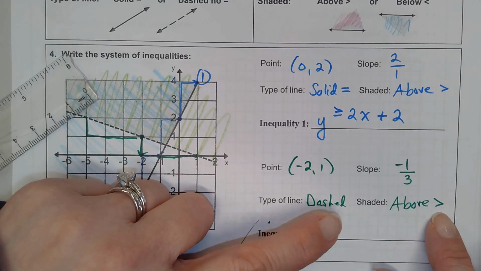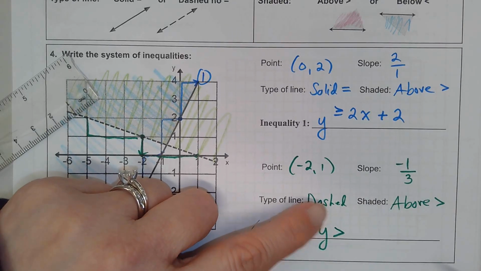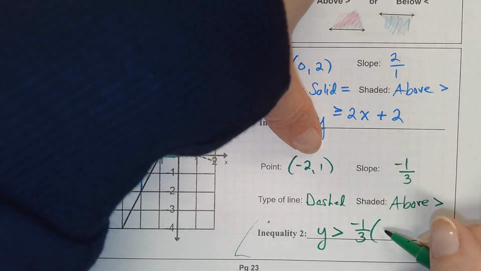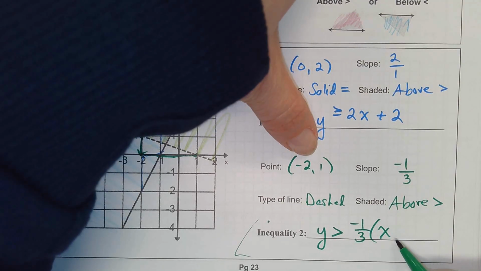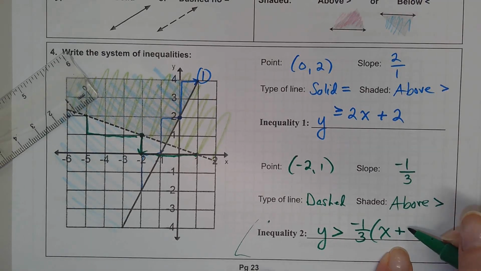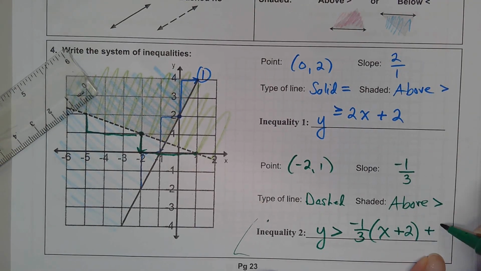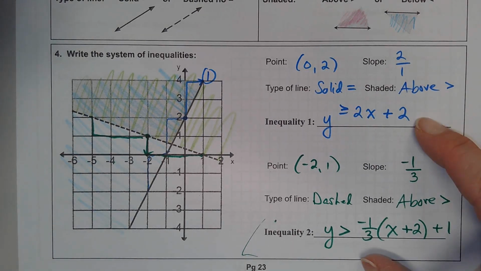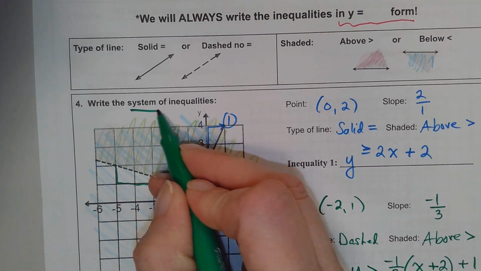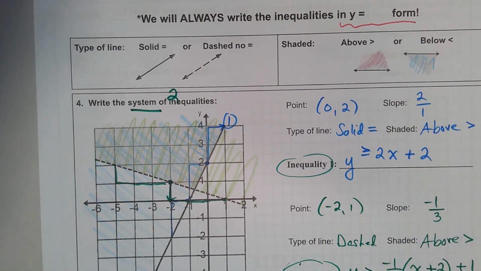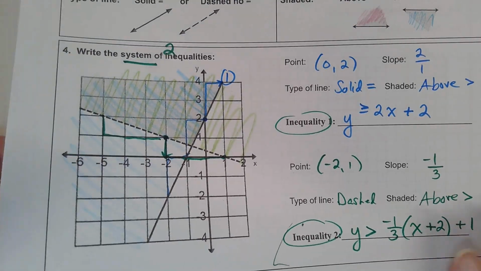Dashed and above, so just a greater than, no equal sign. And the equation is negative 1/3 x, is this going to be plus 2 or minus 2? Plus 2, plus 1. And that is how you write a system of inequalities. Remember, a system means you have to write 2 inequalities.